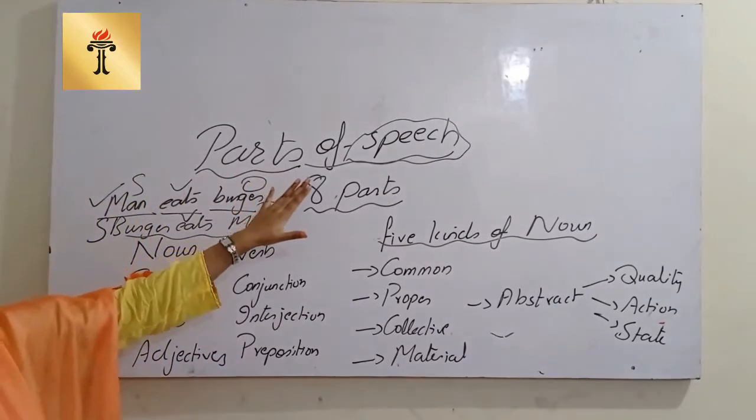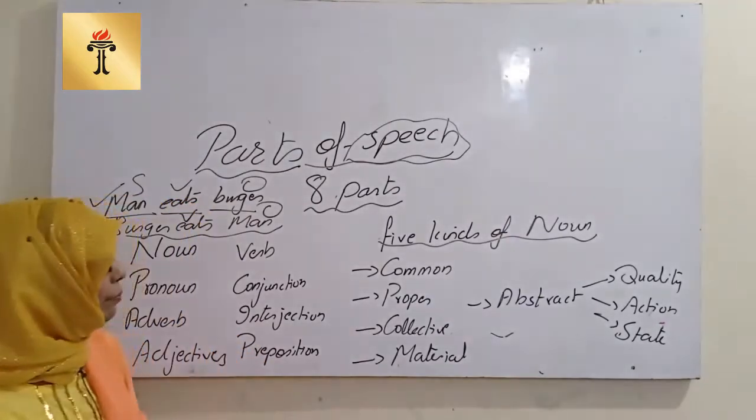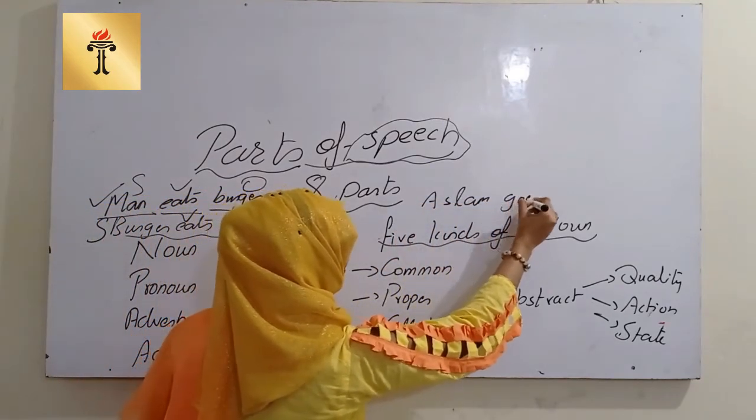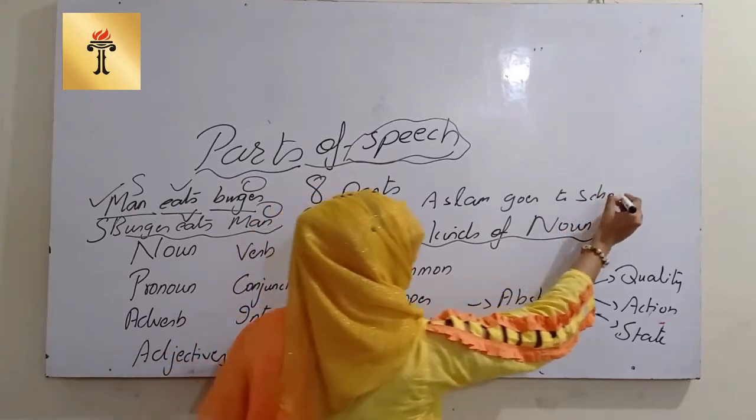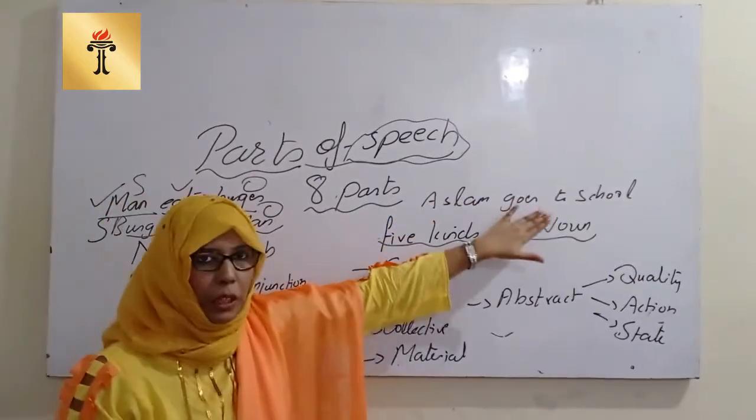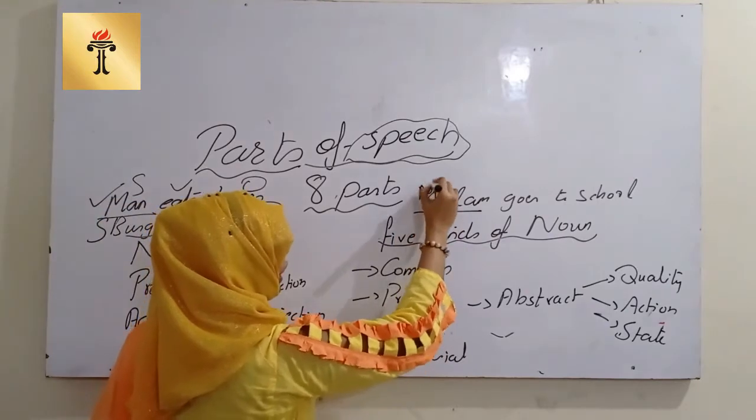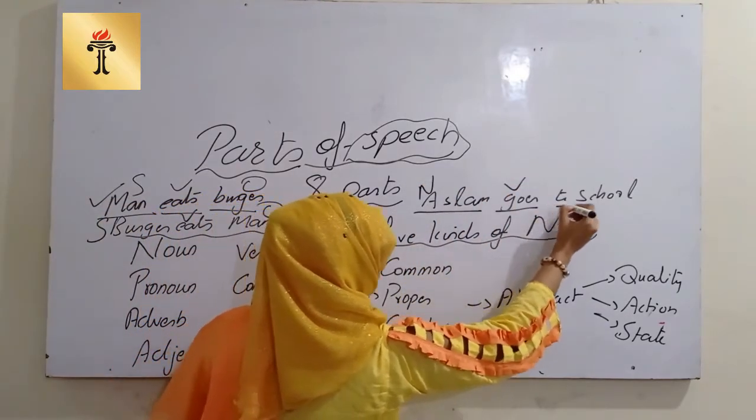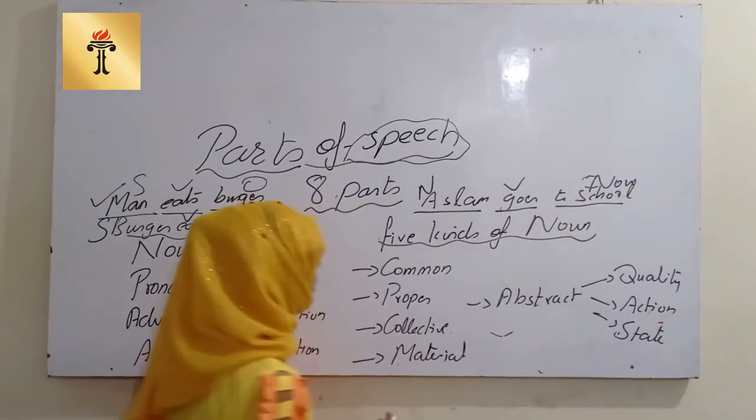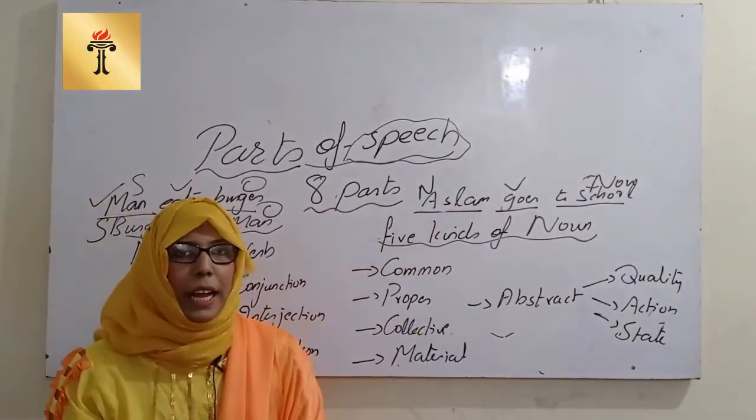So speech is the collection of sentences, and a sentence is the collection of words. If I say "Aslam goes to school", in this sentence we have a few words, and all these words belong to a particular class. Aslam belongs to noun, goes belongs to verb, and school belongs to another noun. It means this sentence is composed of 3 basic parts of speech: noun, verb and another noun.